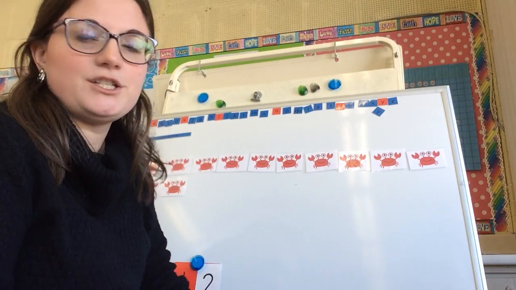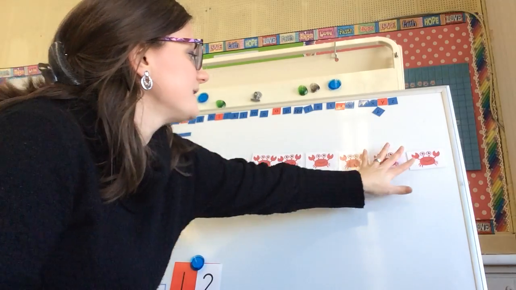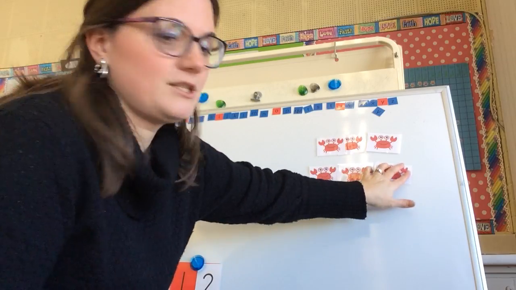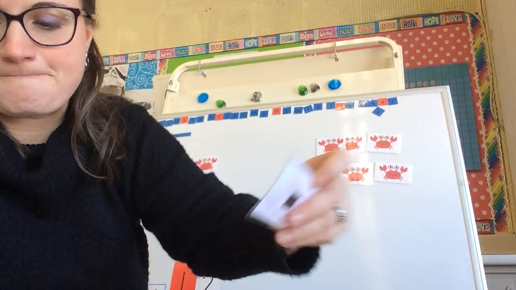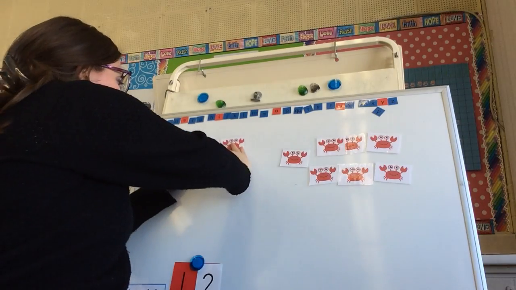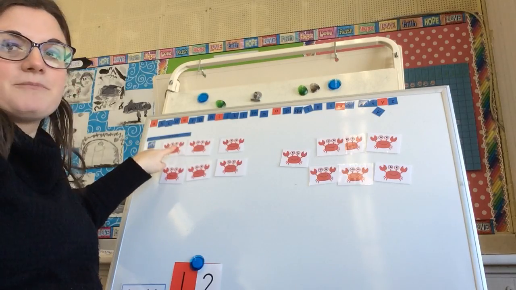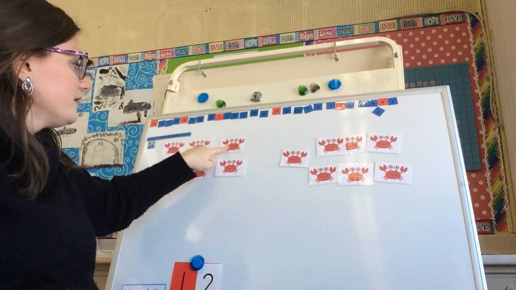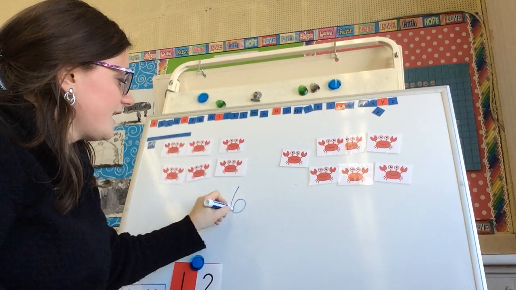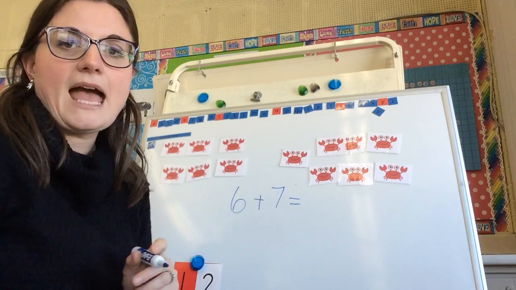Now, what we're going to do is I'm going to have 2 groups of our crabs here. Okay, let me make my 2 groups of our crabs here. Okay. And let's count how many are in our first group of crabs over here. Count with me out loud. 1, 2, 3, 4, 5, 6. So we have 6, and we're going to add 7 more crabs.